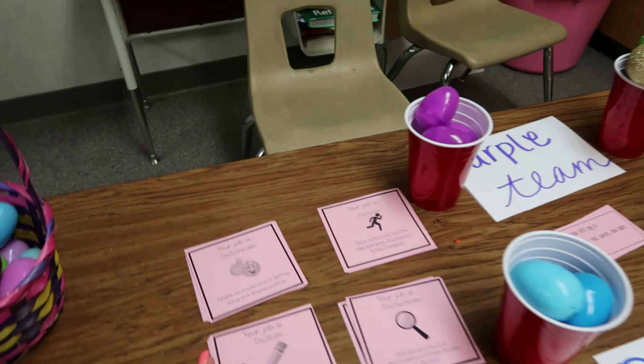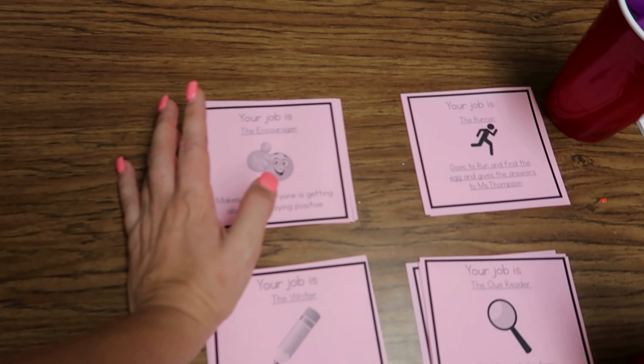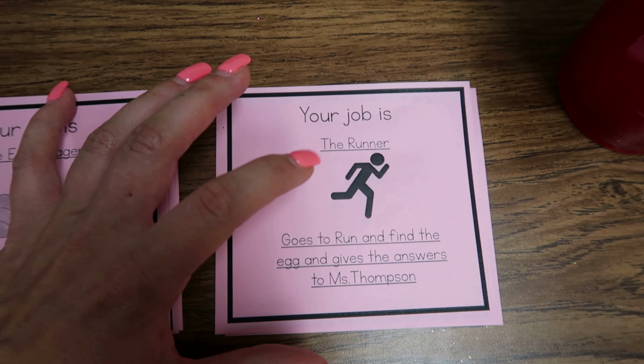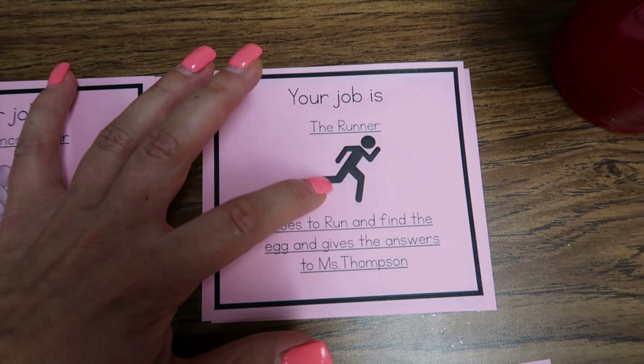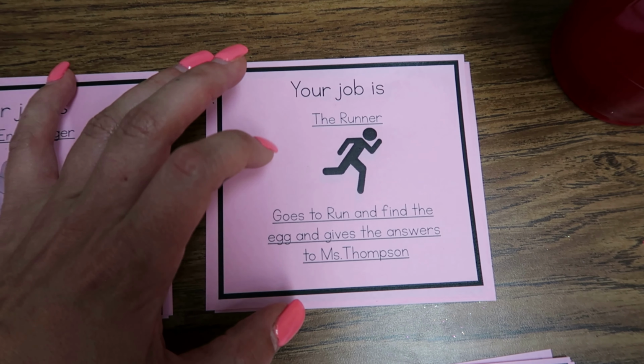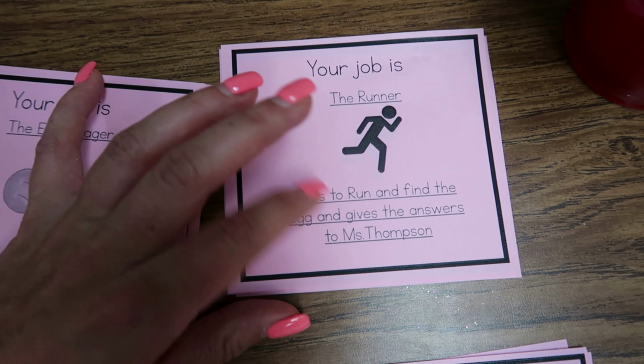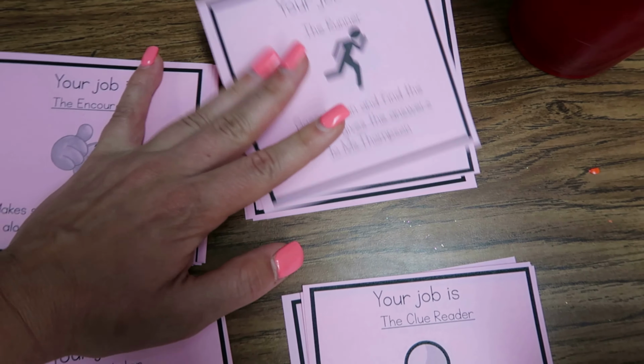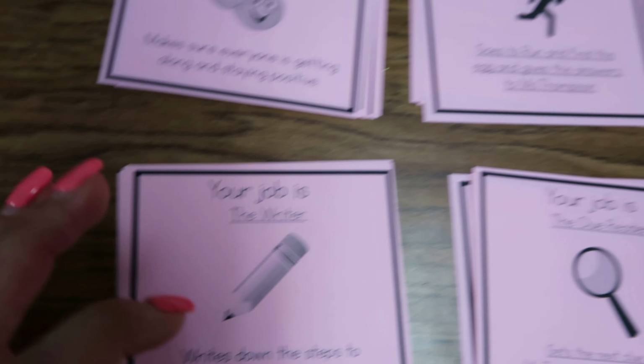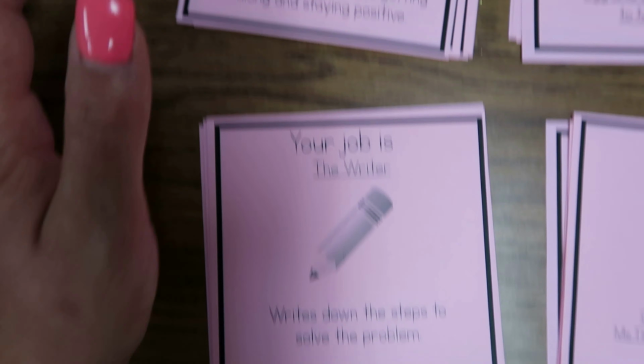So these are the job titles that I made and printed. I'm gonna tape these on the corner of each desk, and the little picture matches the little icon on the PowerPoint, and it tells them what they're doing just in case they don't remember. This is the job for the runner. This is the job for the writer.